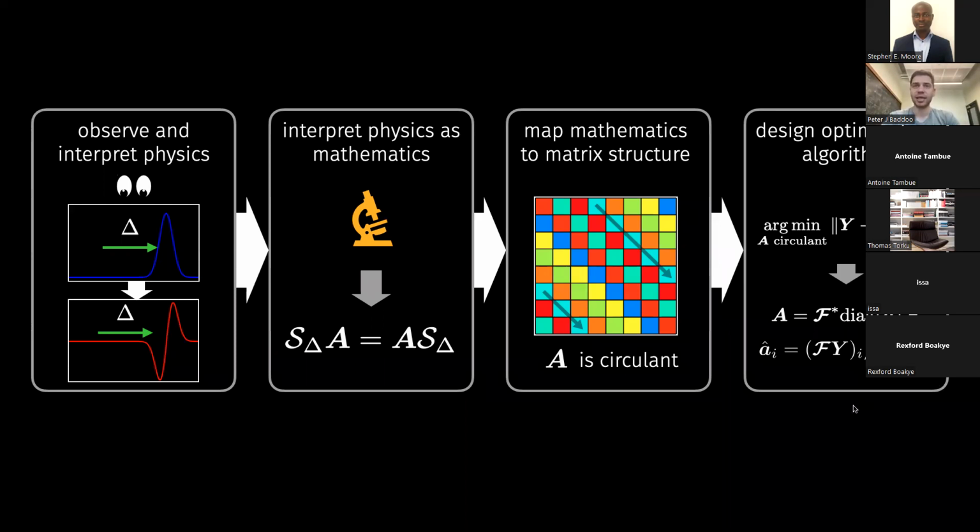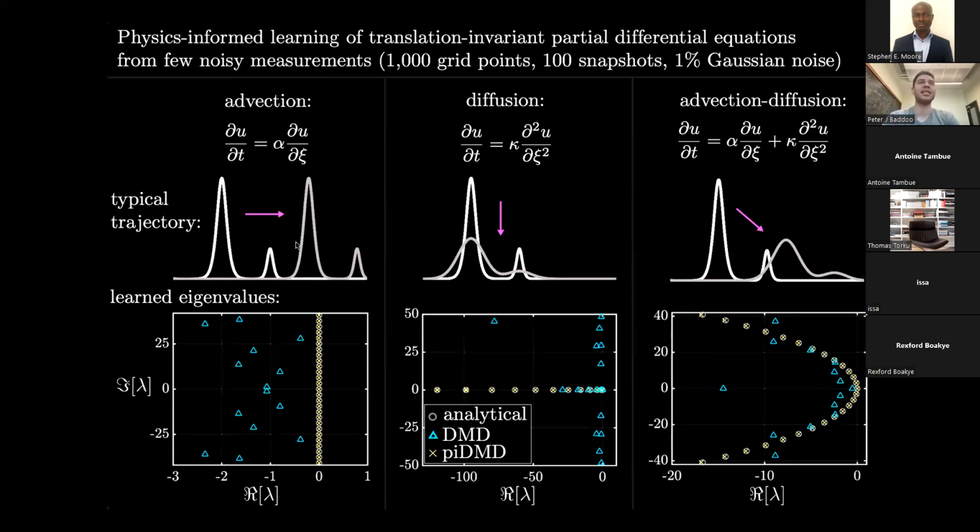Here's an application of that shift invariant DMD. We're learning translation invariant PDEs, the advection, diffusion, and advection diffusion equations, from noisy measurements, and we're particularly interested in the spectrum of this operator, its eigenvalues. If we constrain the learned model to be shift invariant, then the learned eigenvalues are very accurate. You can see the crosses are right over the circles, whereas a DMD model that doesn't know about this shift invariant physics is very inaccurate.